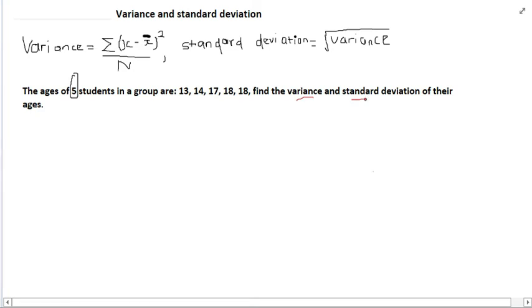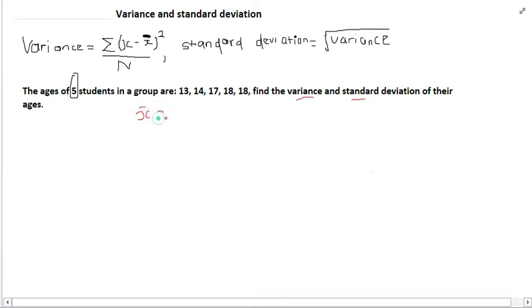All right, then the first thing is that if you look at the formula, it involves mean. This is the symbol for mean. We just have to find the mean first. All right, and we know that mean is sum over n.